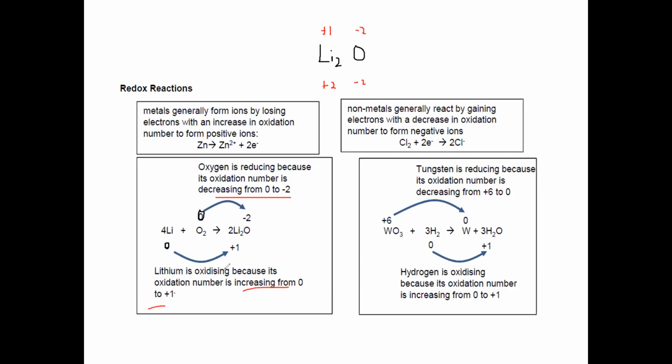And if oxidation happens to a substance, that is a reducing agent. And for a substance in which reduction happens, we call that an oxidizing agent. So here oxygen is the oxidizing agent, and lithium is the reducing agent.